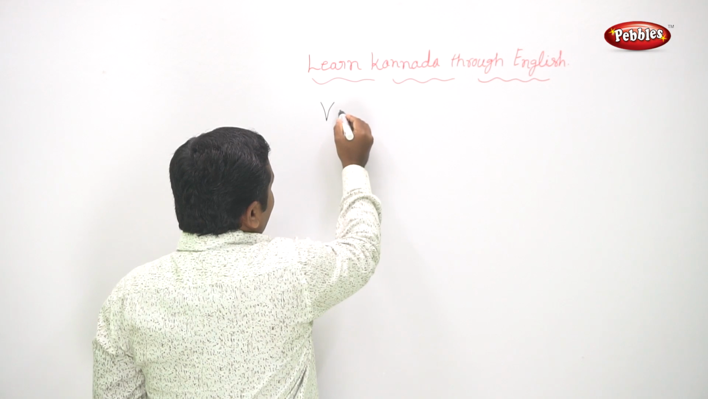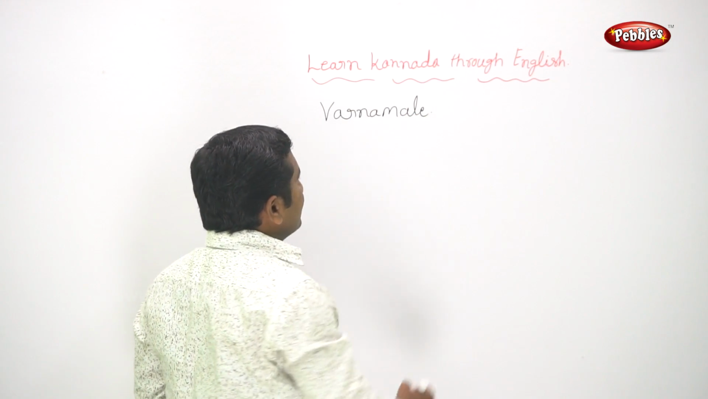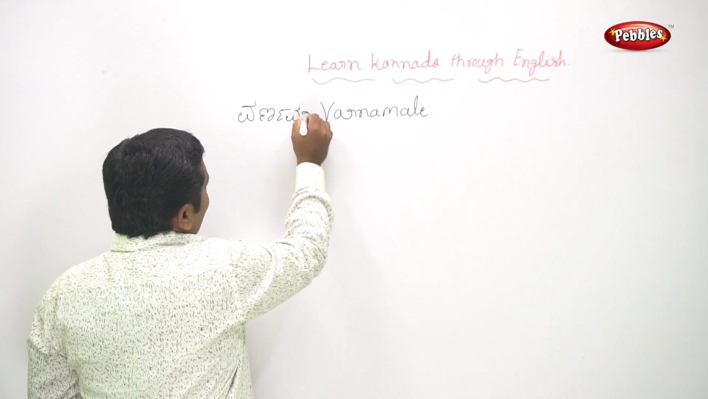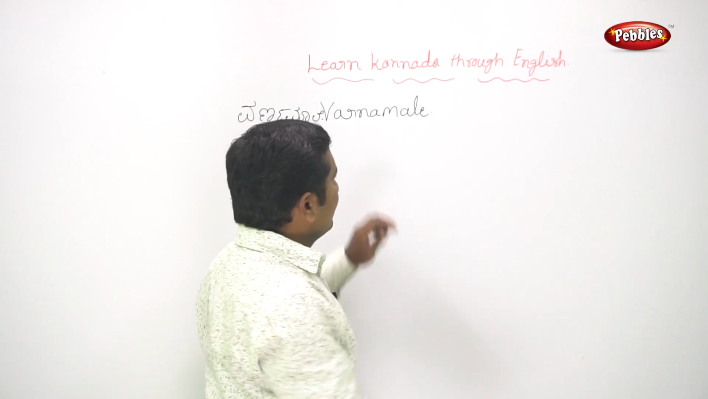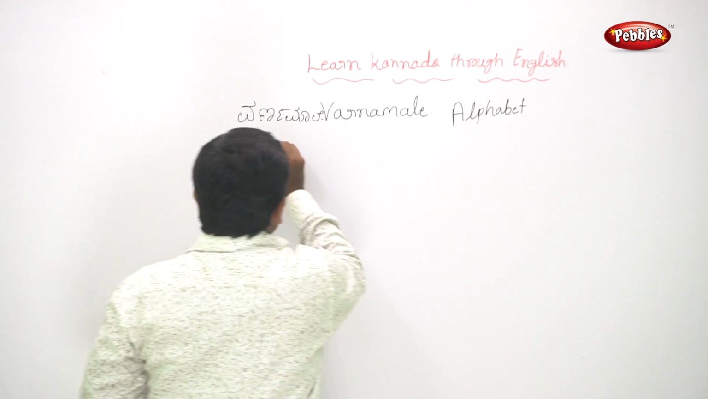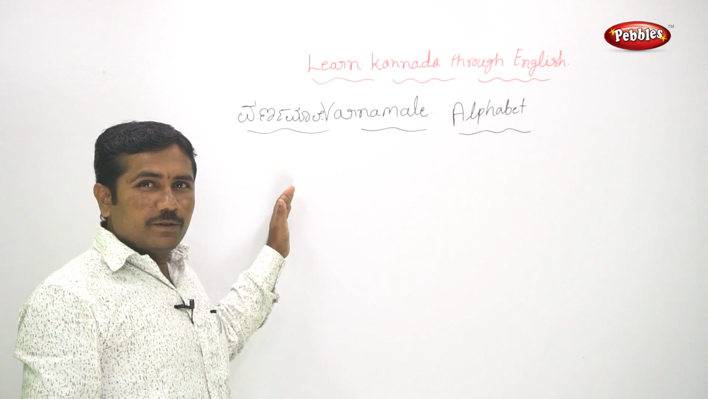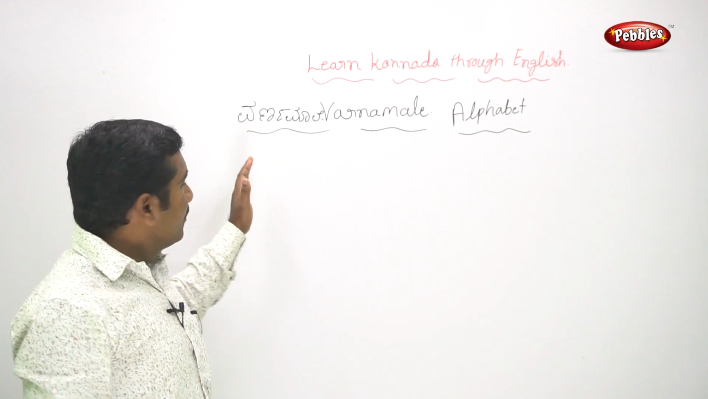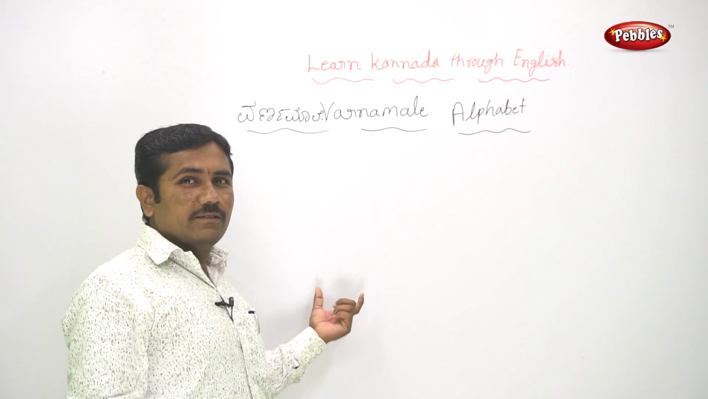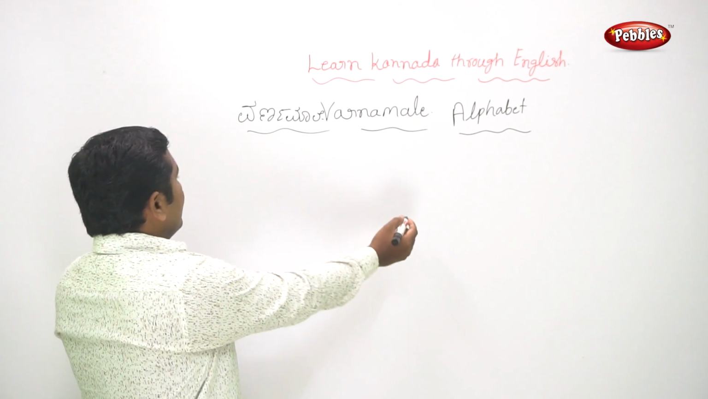First, the alphabet is called Varnamala in Kannada. This is the English alphabet. For learning purposes, we divided Varnamala into three groups. One is vowels. First we learn about vowels, then we'll go to consonants, and the third one is Yogavahaka. First in Varnamala is vowels. Vowels means Swaragalu.